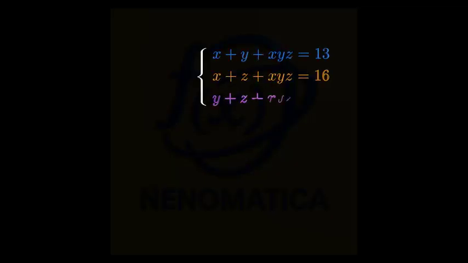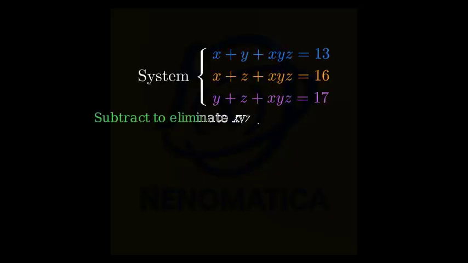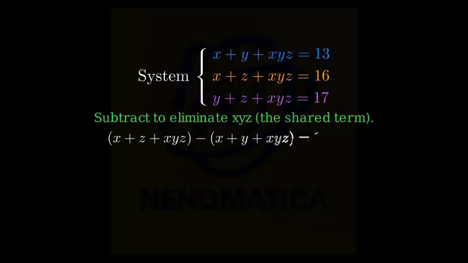Here is the system. We will color code each equation. The plan is to subtract pairs of equations to cancel x, y, z. First, subtract the first equation from the second. The x and x, y, z cancel, leaving z minus y equals 3. From that we get z equals y plus 3.